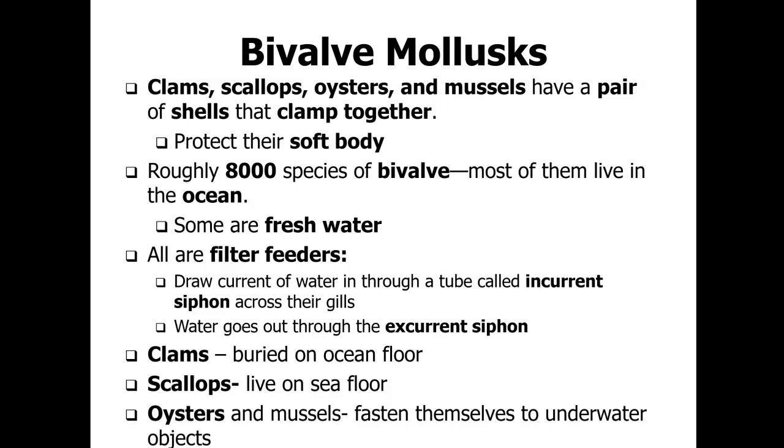With this, they're going to draw a current of water through a tube-like section called an incurrent siphon, and that's going to come across their gills. Water's then going to go out through the excurrent siphon. So with these, your clams are going to spend their lives buried in the mud or sand on the floor. Scallops are going to live on the sea floor. And then oysters are going to fasten themselves to underwater objects, things like rocks, pilings that support piers, boat hulls. Basically, they're all going to be protected by a pair of shells that are going to be hinged together, like we said, by a ligament, and they're all going to be filter feeders.